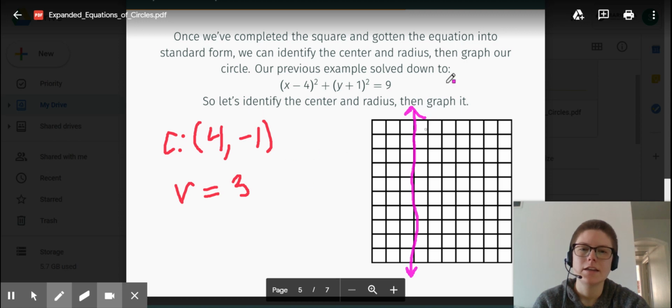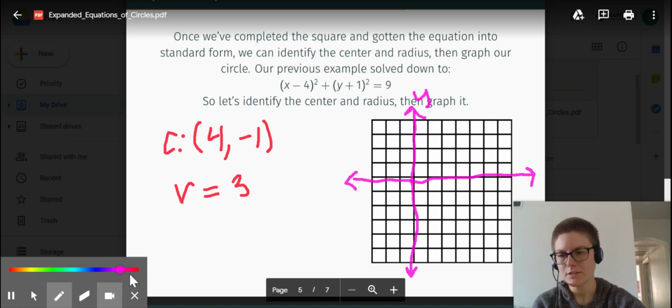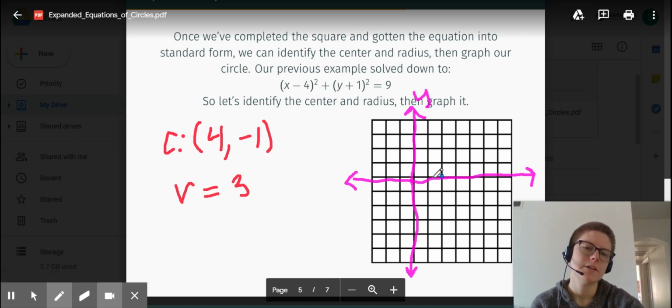All right, and then, so this is our y. I know that that's weird, right? All right, and then negative 1, so let's put it right. I'm so bad at drawing straight lines. All right, so let's go ahead now and we will graph the center of our circle at 4, negative 1. So 1, 2, 3, 4, down 1.